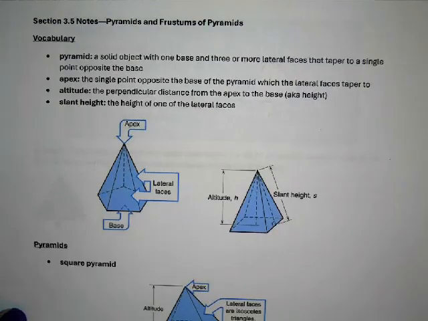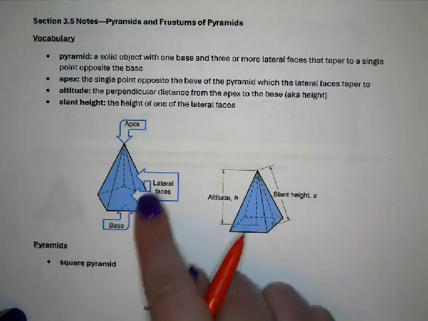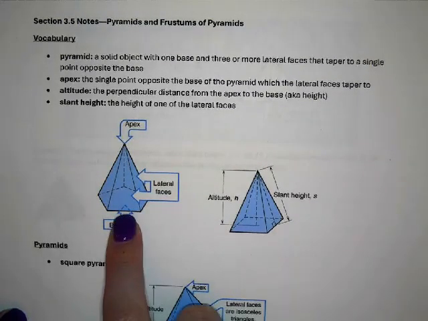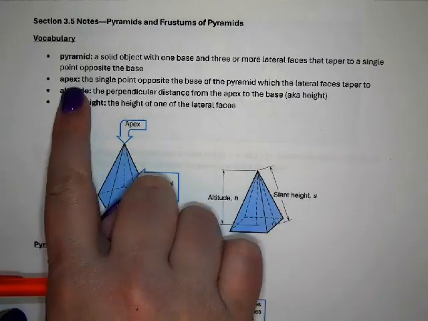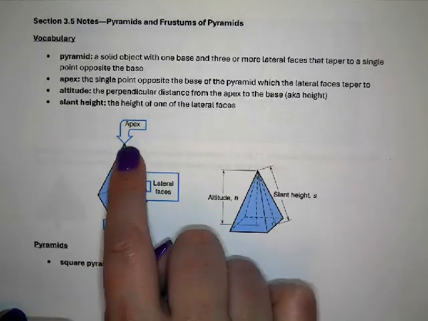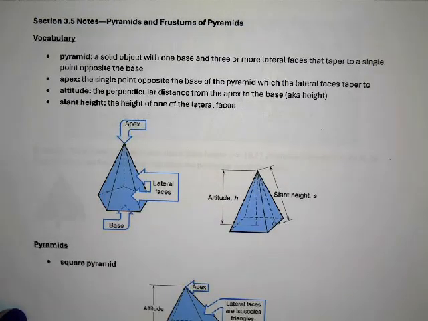So these are going to be pyramids if they taper in, and you can see we've got a base down here and then it tapers. Just like before with the prisms, a pyramid is named based on its base. Next, we have the apex, which is the single point opposite the base. So here's the base down here, there's the apex, opposite the base of the pyramid, which the lateral faces taper to.